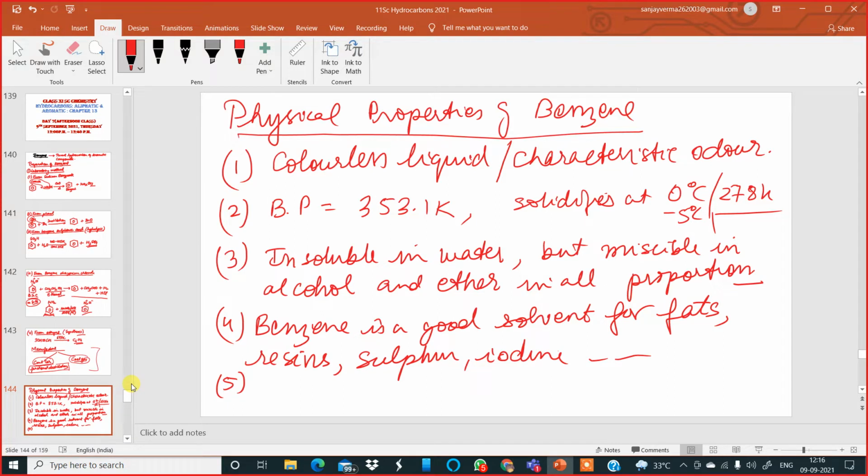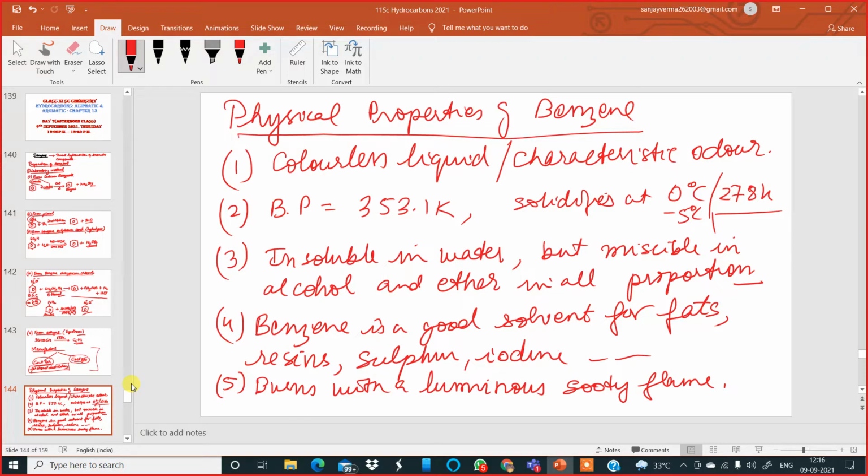Now, the fifth physical property of benzene: if you put benzene in a spirit lamp containing a wick, it will burn with a luminous sooty flame. Sooty flame means that if you place an object above the flame, that object becomes stained black. Black deposits are seen on the surface exposed to the flame.